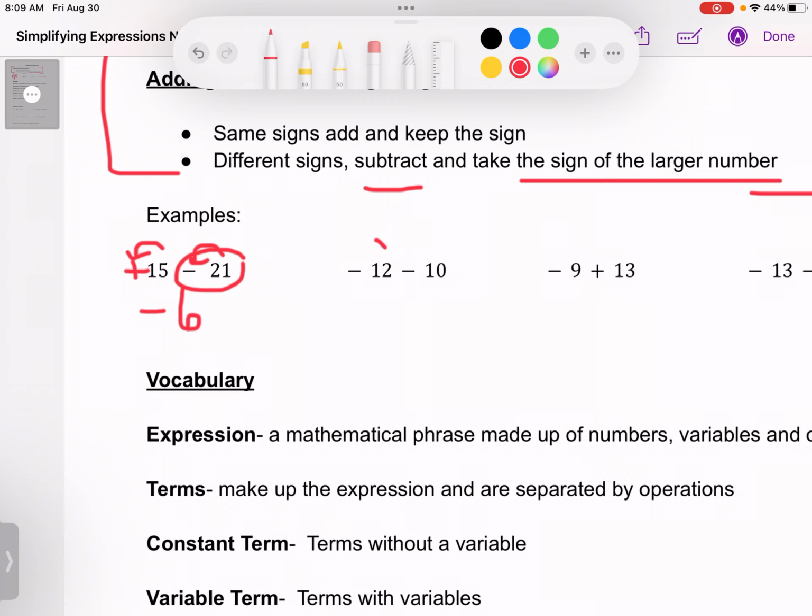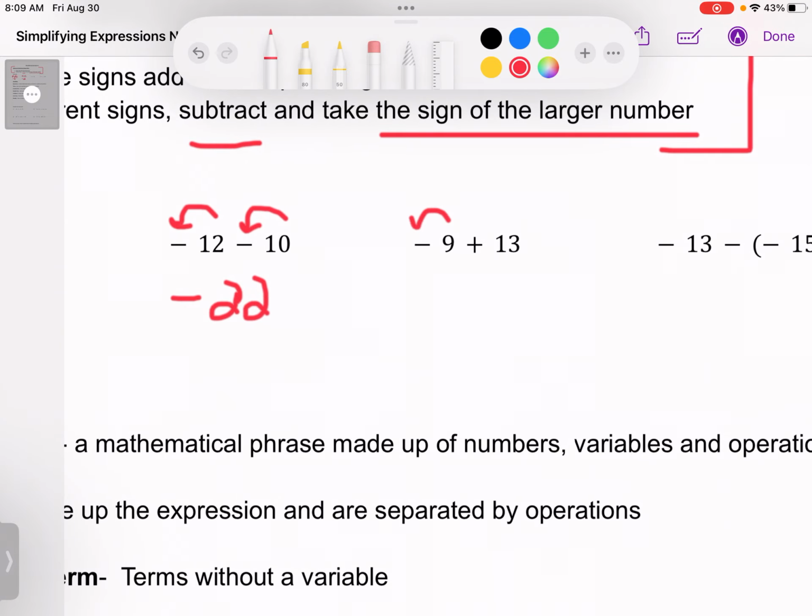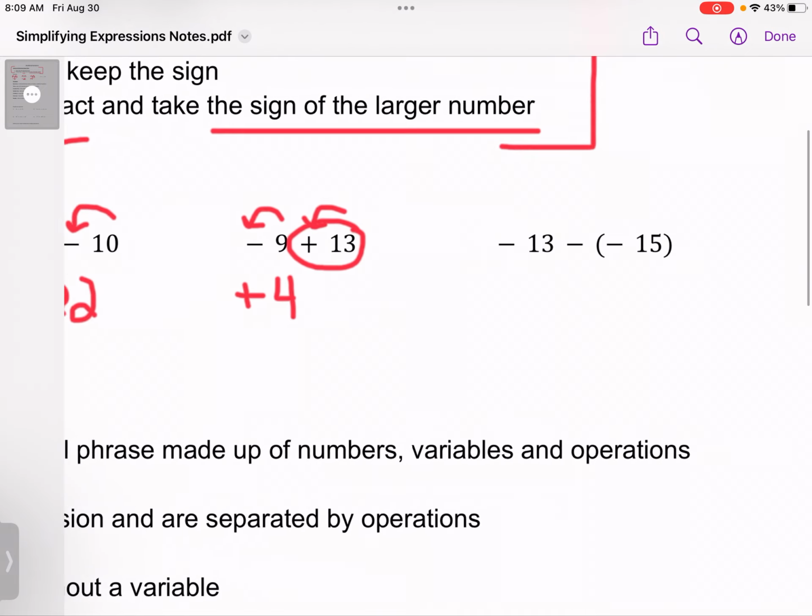The second example is one that tends to get us. Okay, if you look, the sign in front of each number is exactly the same. So that means we're going to add the numbers together and keep the sign. The next one, clearly two different signs. So we subtract. 13 minus 9 is 4. There are more positives, and so we're going to keep that as +4.